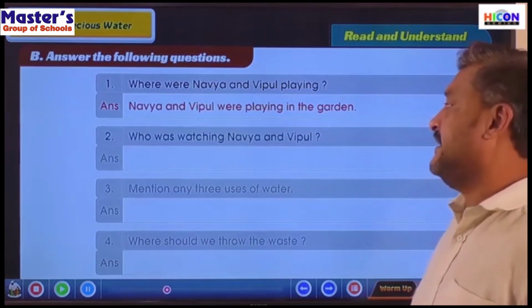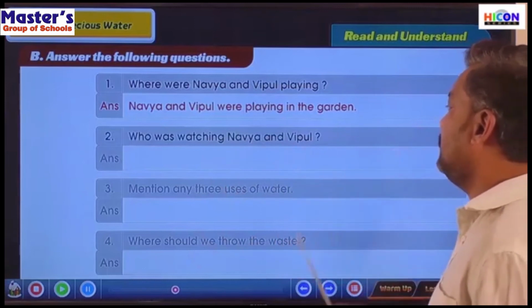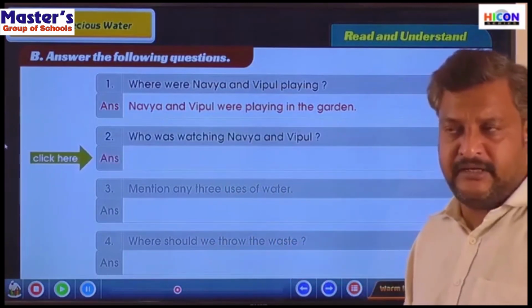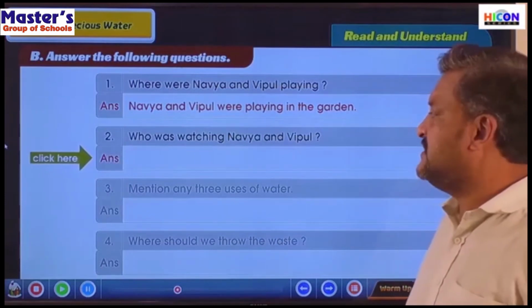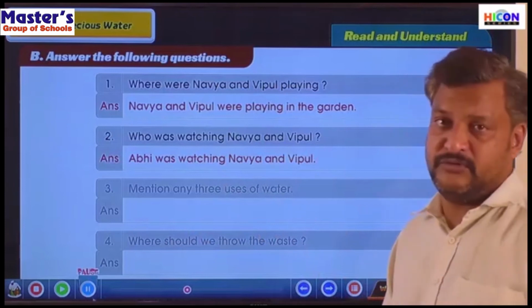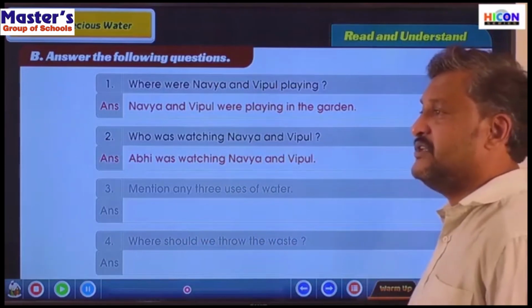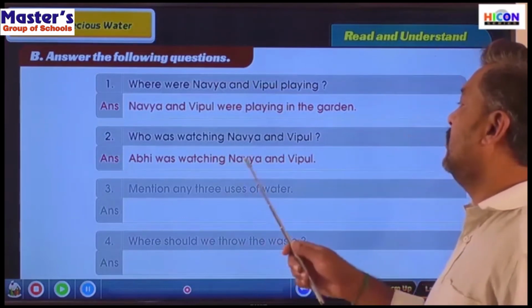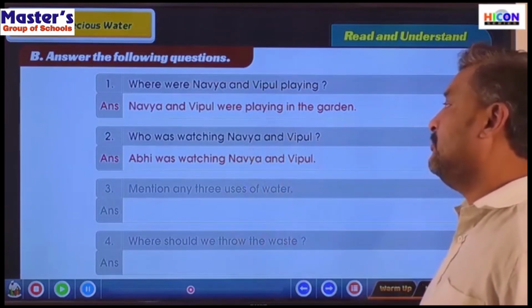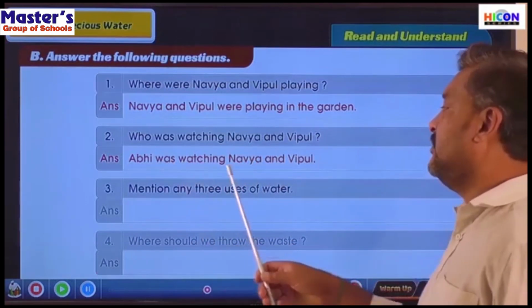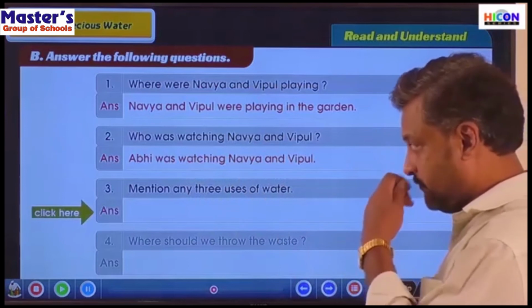Right? Second question. Who was watching Navya and Vipul? Navya and Vipul were playing in the water and somebody was watching there. Now, who was that? Yes, Abhi was watching Navya and Vipul. We saw it. Abhi was a 6-year-old kid. He was sitting there in the garden and he saw Navya and Vipul playing in the water. Isn't it? Yes, so the answer is Abhi was watching Navya and Vipul.